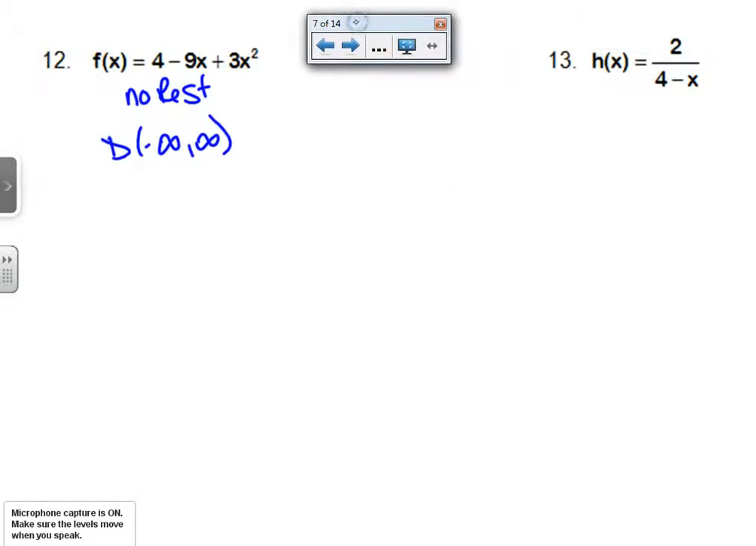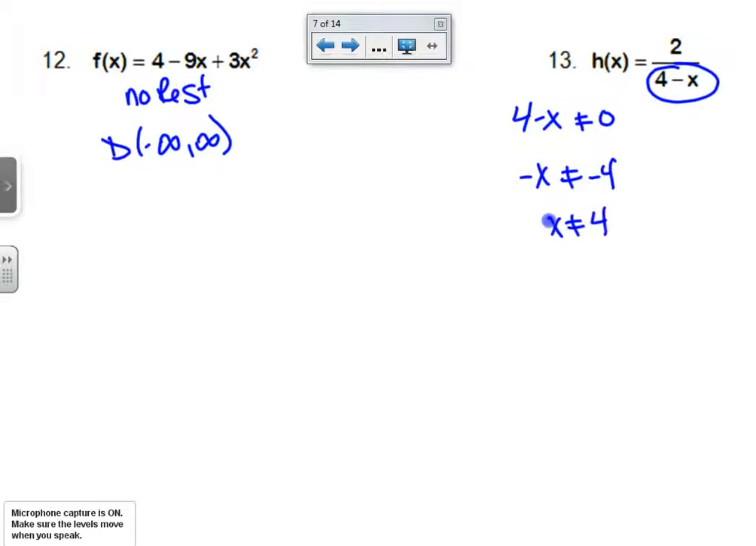When I look at number 13, the issue I see is that there is indeed a denominator, and I know that my denominator cannot equal 0. So let's go ahead and figure out what number would make that equal 0. Let's solve. So we have negative x cannot equal negative 4, which means x cannot equal positive 4. This is my domain restriction.